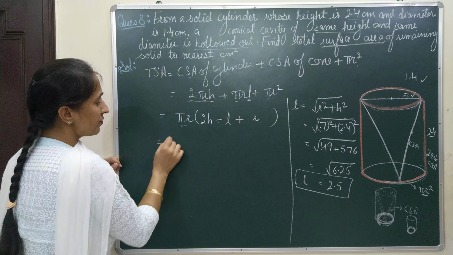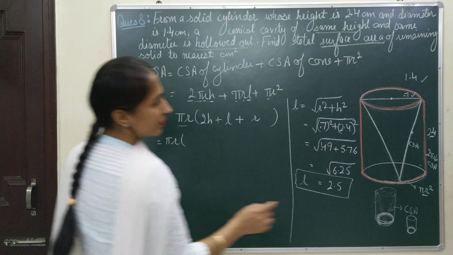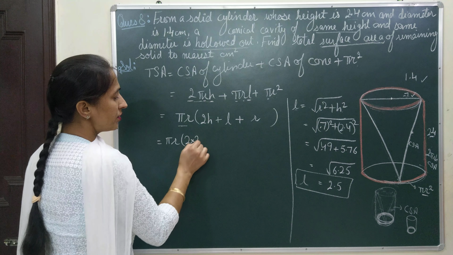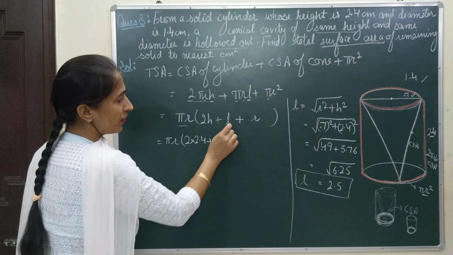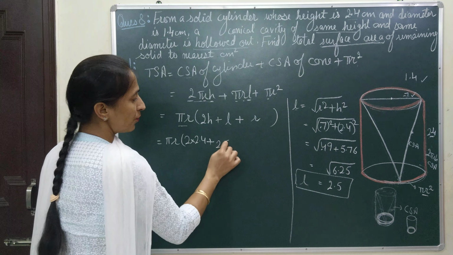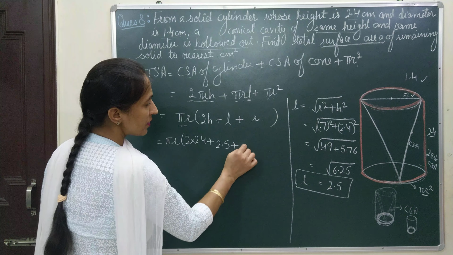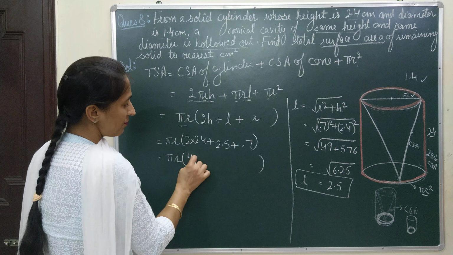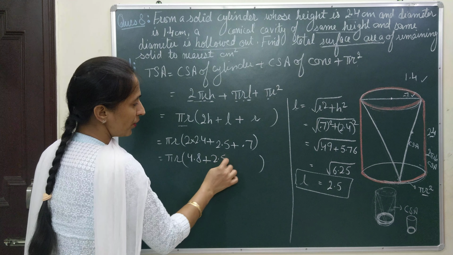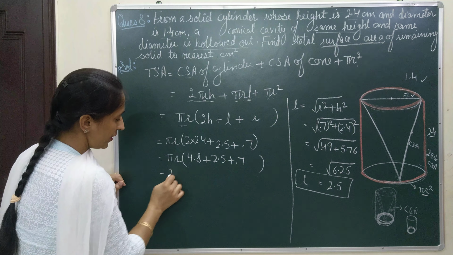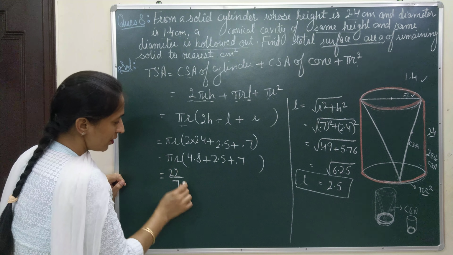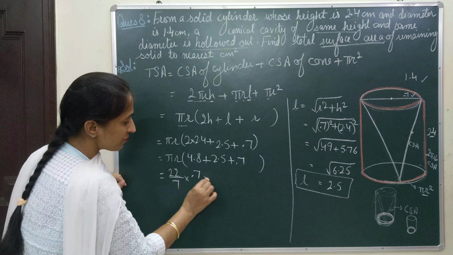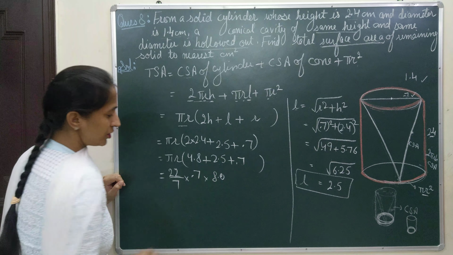Now I can replace the values. 2h, as my height h is 2.4, so I will write 2 multiplied by 2.4. What is L? I have got 2.5. And what is R? It is 0.7. Pi R, it will be 4.8, 2.5, 0.7. Here also I am going to replace the values for pi and for R. And when I am adding these, it will be 8.0.